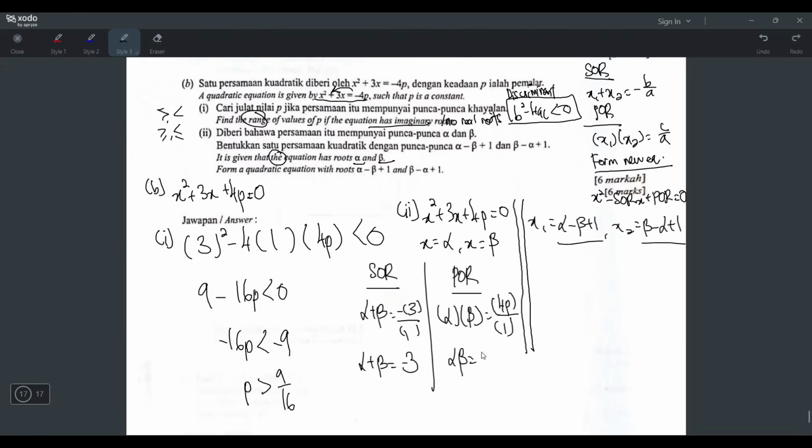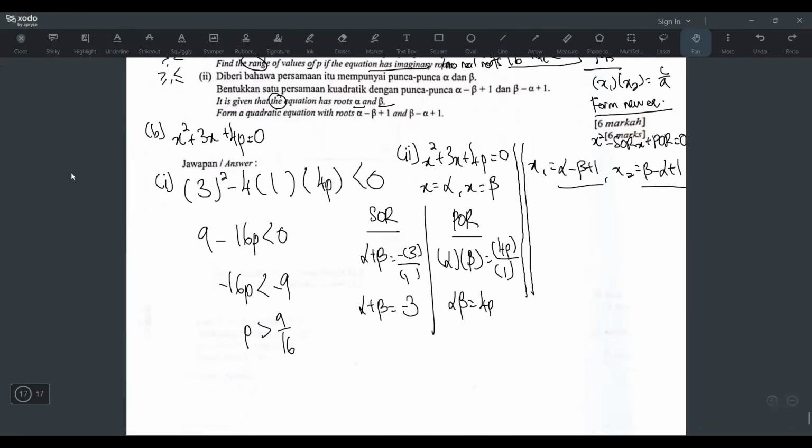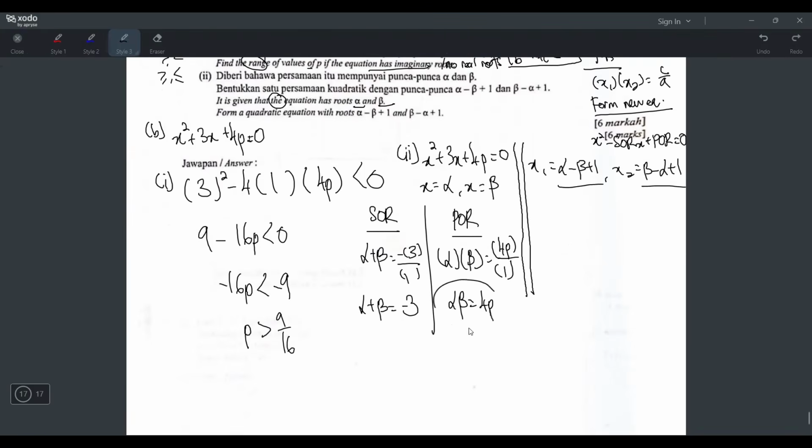So it becomes alpha beta equals 4p. This alpha plus beta and this alpha beta will help you later. These two pieces of information will help you later when you're doing the second time sum of roots, because when you're doing the second time, you actually don't have the alpha value and the beta value, right? But it's fine. You can use this to help you. So come, let's do the second time sum of roots.